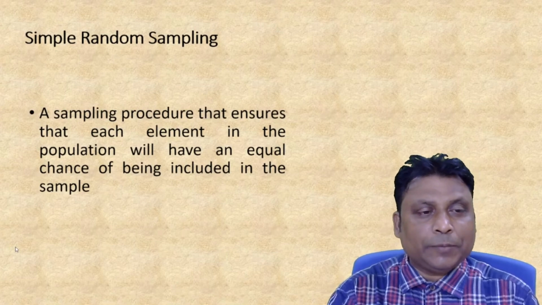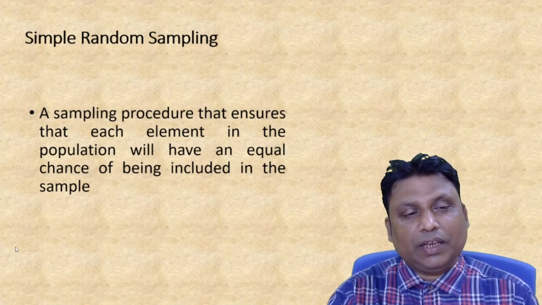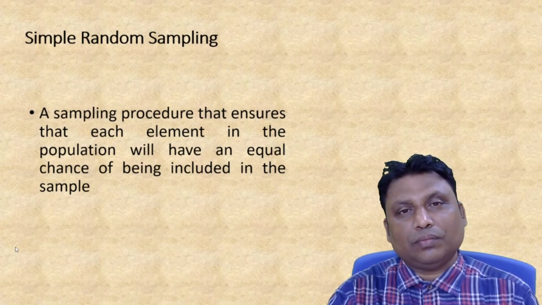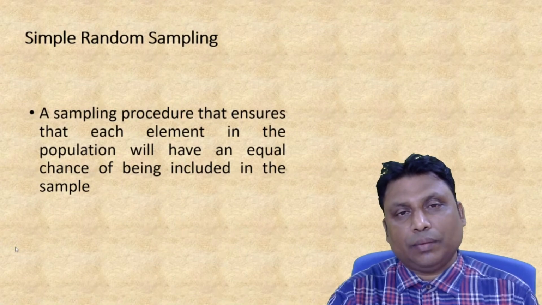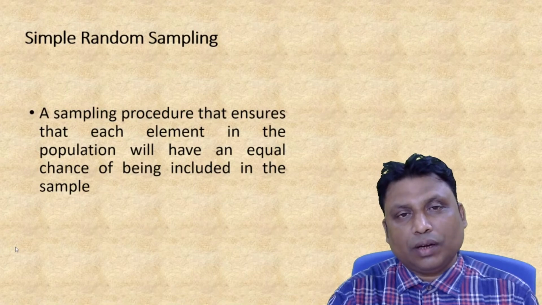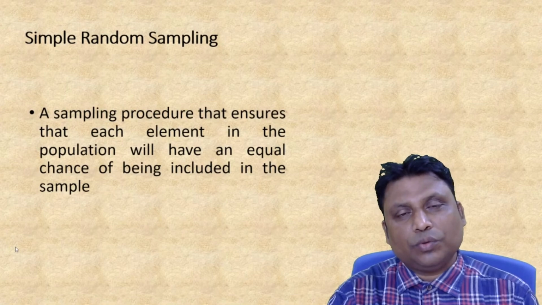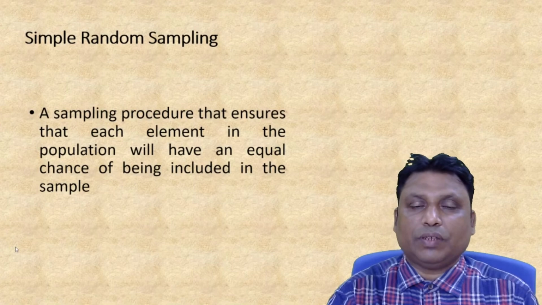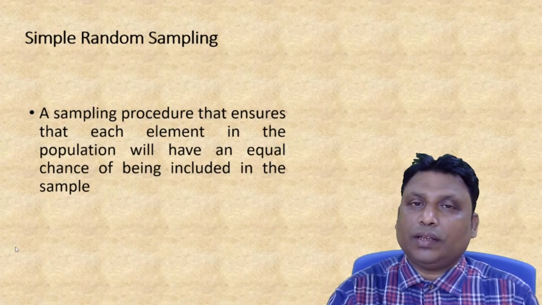The definition is: a sampling procedure that ensures that each element in the population will have an equal chance of being included in the sample. Suppose up to 90 to 100, more than 90 marks, 10 students are available. When collecting information from the students, you can collect from anyone. Who is good, who is bad, we cannot say. Our aim is that those securing 90% marks are very good students. Anyone, or any 2 or any 3, we collect the information from.